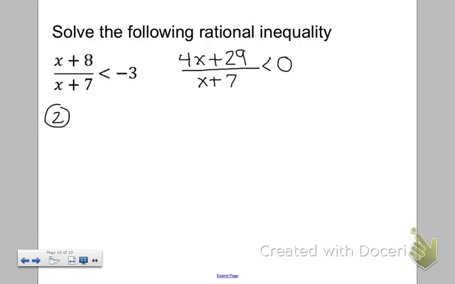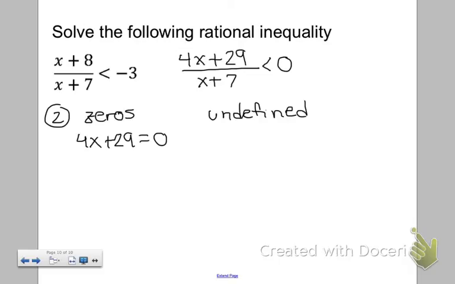Alright, so for my zeros, I'm setting 4x plus 29 equal to 0, and where it's undefined, or does not exist, I'm setting x plus 7 equal to 0. 4x plus 29 equals 0 is going to give me a 0 of x equals negative 29 over 4. And x plus 7 equals 0 is going to give me an undefined value of negative 7.